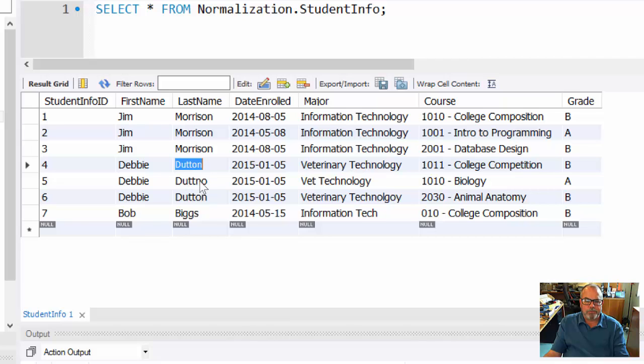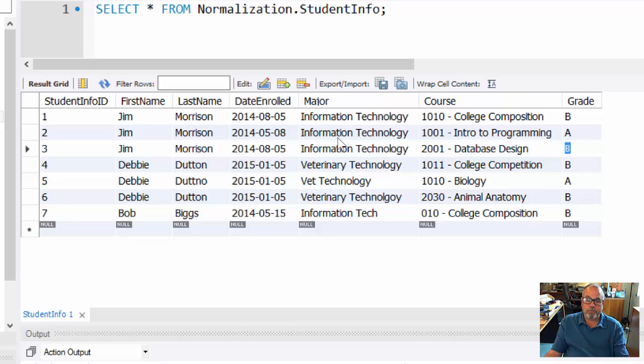Down here with Debbie Dutton, same thing, 3 rows, because she's taken 3 different classes, and Bob Biggs has only 1 row because he's taken only 1 class. By the way, we also have grades out here, and don't get tripped up because 2 people have B's. Those are not the same fact. Those are separate facts. That just means that in this class, Jim Morrison got a B, and in this class, Debbie Dutton got a B. So those 2 B's are different pieces of information, so we are not duplicating information.